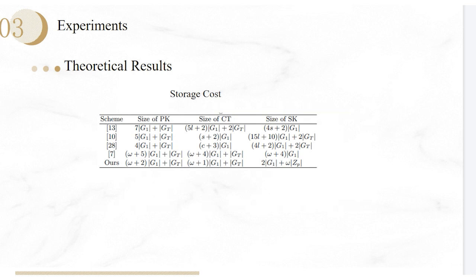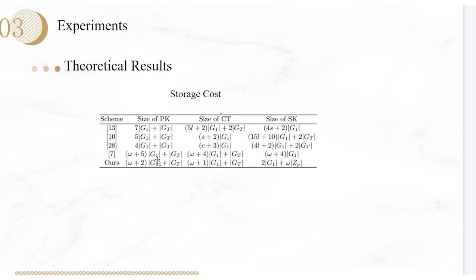We compare the PK, CT, and SK sizes of these schemes. The table shows that the PK size in literature 28 is the smallest. Compared to literature 7, the proposed scheme achieves a shorter PK.